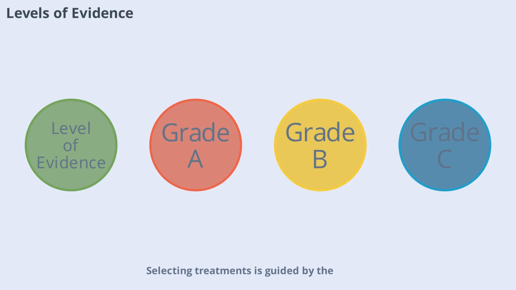Selecting treatments is guided by the level of scientific evidence supporting each intervention. Grade A evidence comes from well-designed controlled trials with consistent, statistically significant results. Grade B is based on observational studies or less consistent trials, while Grade C relies on expert opinion. Therapists should always aim to use the highest level of evidence available, but must also consider individual patient needs and circumstances.